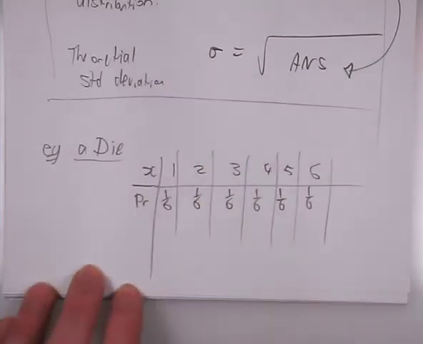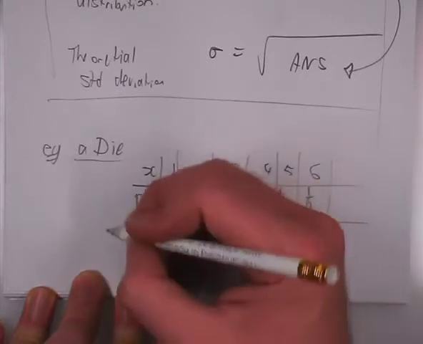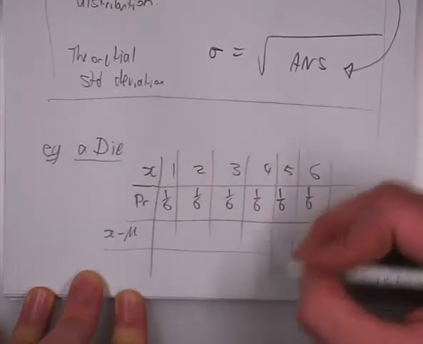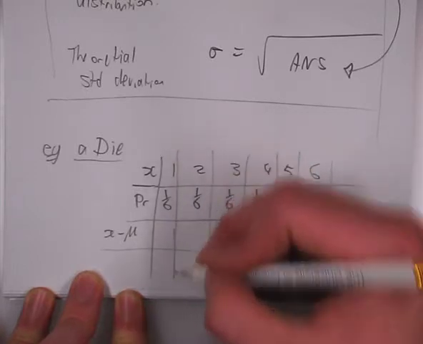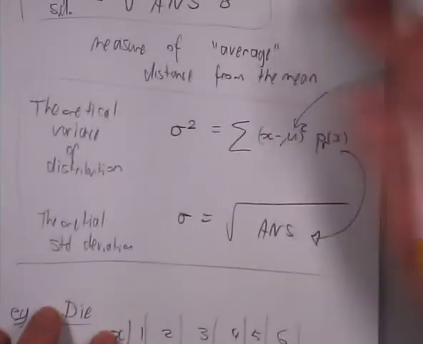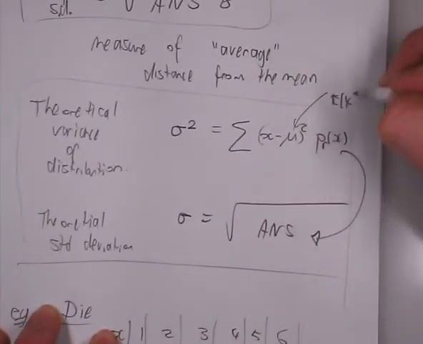And we already figured out the mean, it was 3.5. Okay? So I need to do x minus the mean. So mu is another word that we use to refer to the expected value. Okay, so back here, that was the expected value.